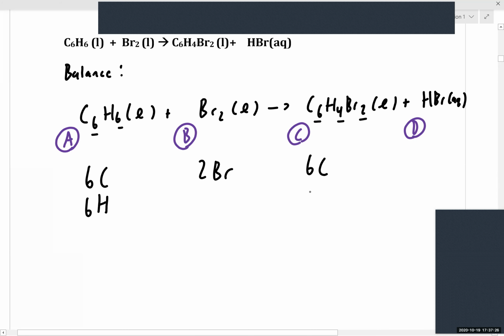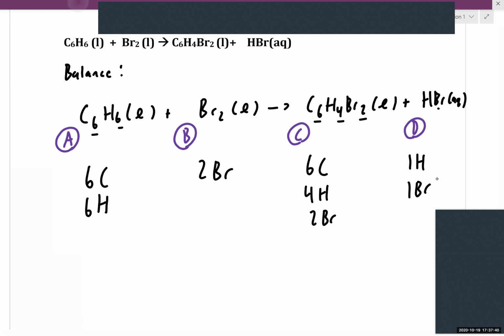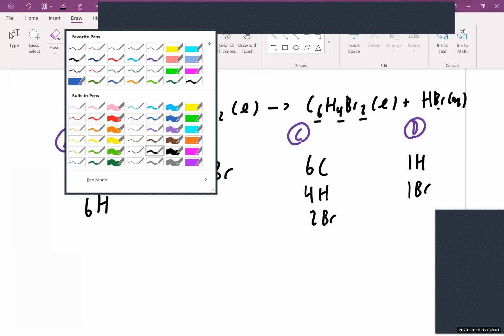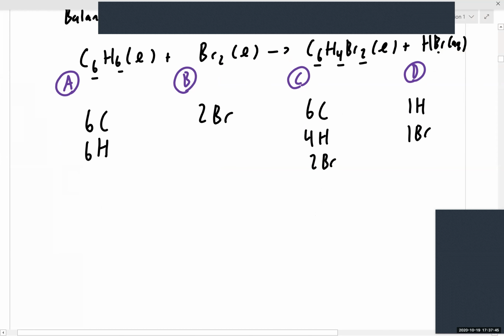In C6H4Br2, I have 6 carbons, 4 hydrogens, and 2 bromine atoms. In HBr, I have 1 hydrogen and 1 bromine atom. Now, it's really important that when you do your preliminary counts, you pay attention to the total number of atoms. So in total, on the right-hand side, I have 6 carbons, 5 hydrogens, and 3 bromines.